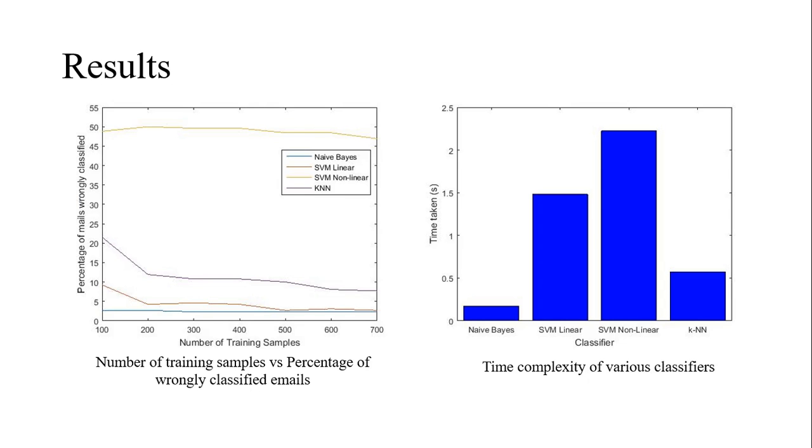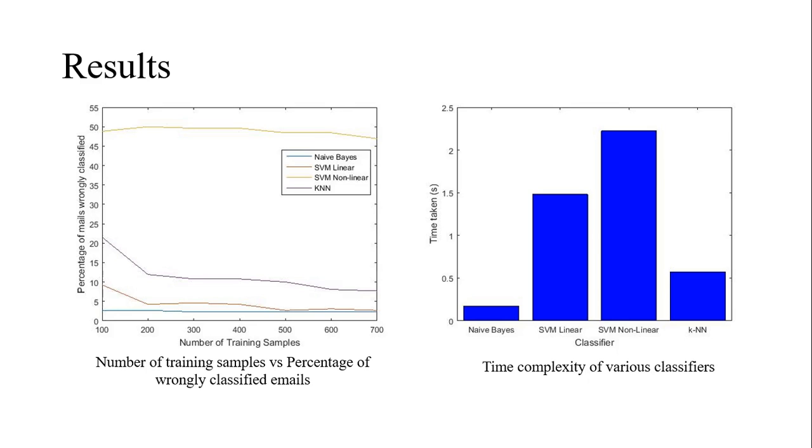These are the graphs that were obtained. As you can see, the one on the left-hand side has the number of training samples on the x-axis and the percentage of mails that were wrongly classified on the y-axis. The nonlinear SVM classifier performs very poorly, and it is indicated by the yellow line, while the blue line, which indicates the naive Bayes classifier, is at the very bottom, which shows that irrespective of the number of training samples, the percentage of mails wrongly classified is always low, while for the linear SVM and KNN, increasing the number of training samples decreased the percentage of mails wrongly classified.